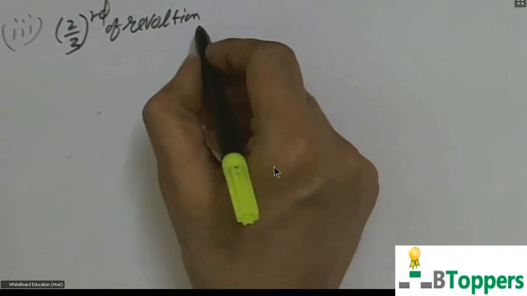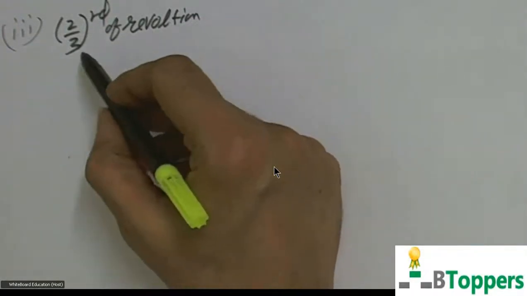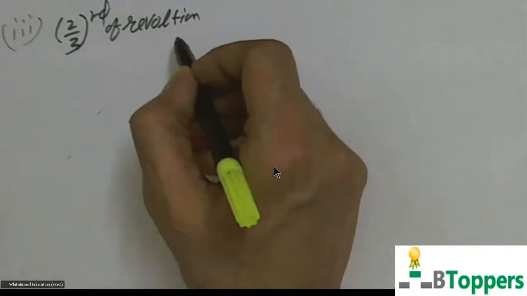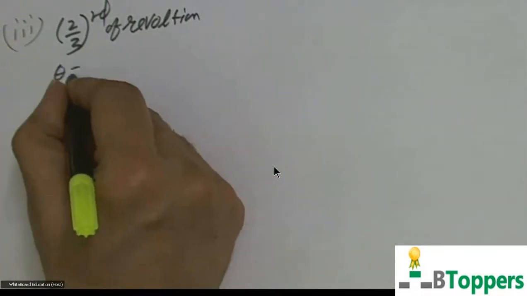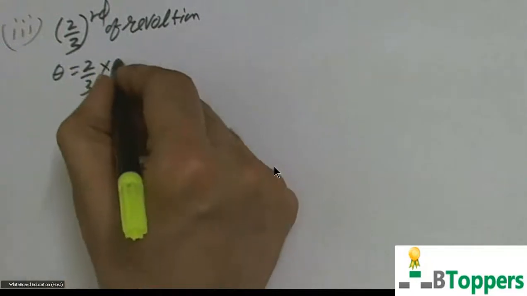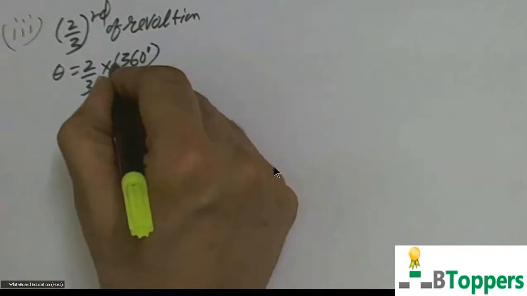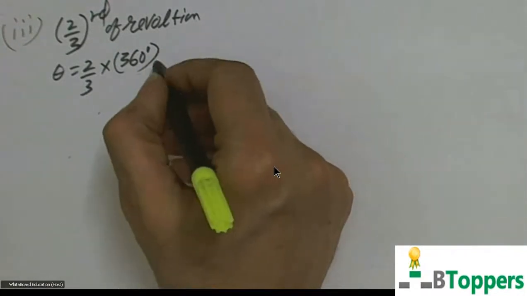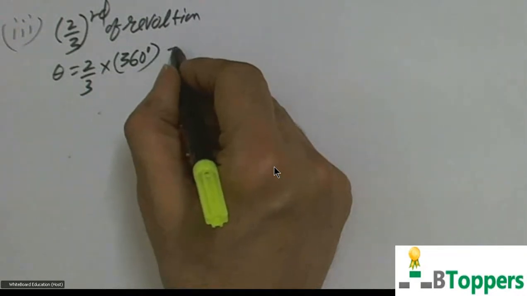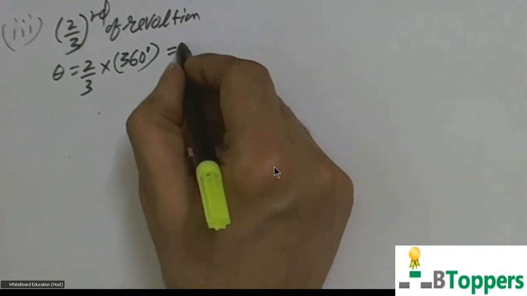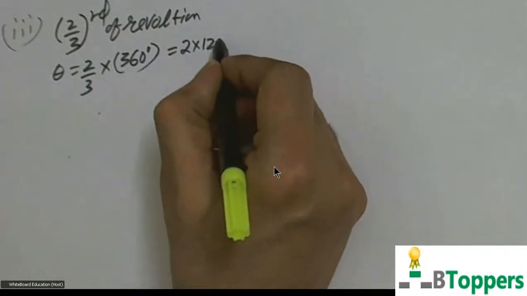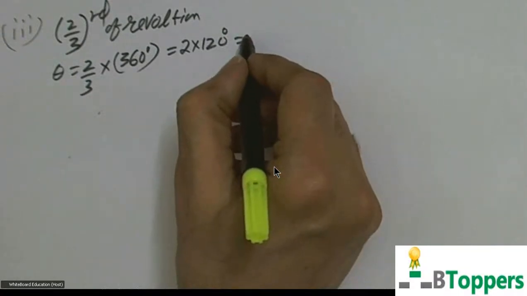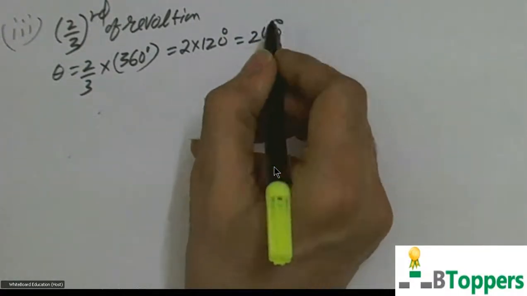In the third question, you are asked to find the magnitude of the average velocity and the magnitude of change in velocity during the time interval when the particle completes 2/3 of a revolution. When the particle completes 2/3 of the revolution, the angular displacement will be 2/3 of the angular displacement for one revolution. That is 2/3 of 360 degrees. That will be how much? 2 into 120 degrees, or 240 degrees.